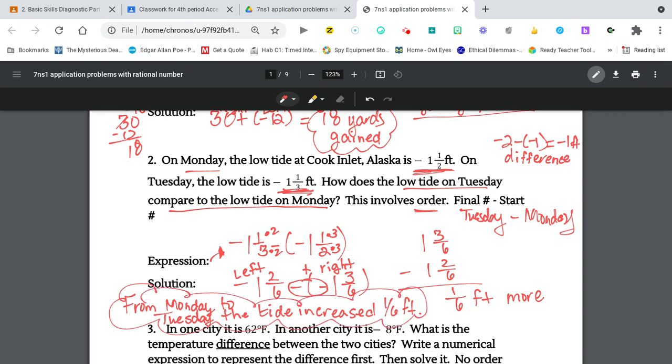So if that makes sense, it's easy to see. From Monday, from this number to that number, from Monday to Tuesday, it increased 1/6 of a foot.